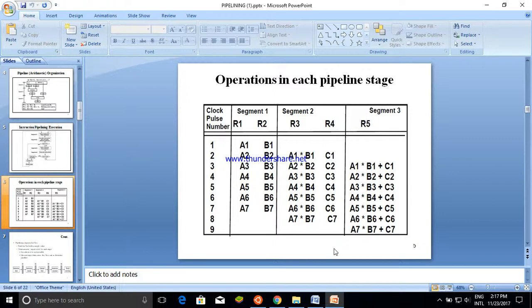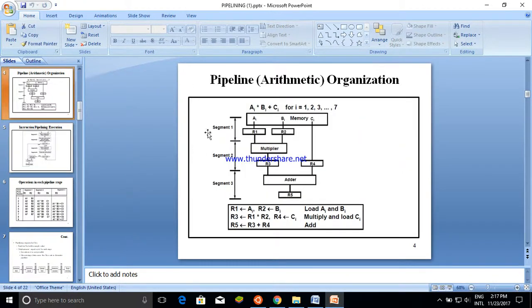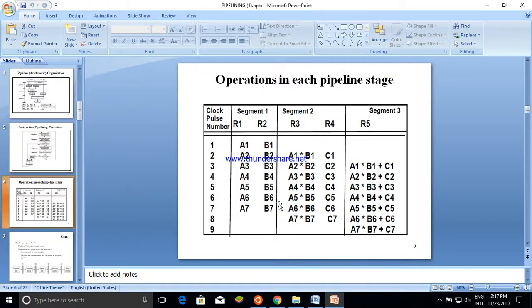Now with the example of arithmetic pipelining, here we are showing a small operation in each pipeline stage. We have made 4 columns: clock pulse number, segment 1, segment 2, segment 3. How can we show theoretically that pipelined processes are way faster than a single process occurring at a time? Dividing a single process into 3 subsequent processes which operate and get computed concurrently is way faster than a single process operated and computed in a single time.